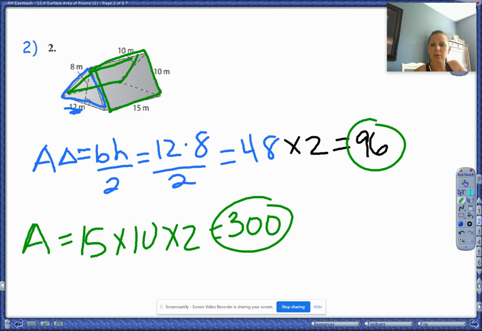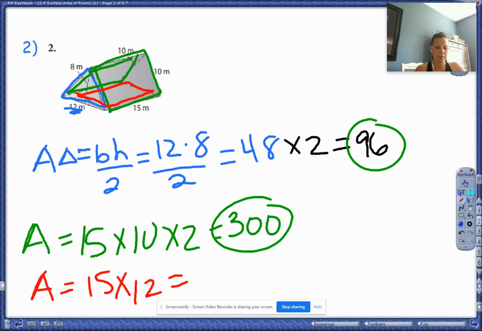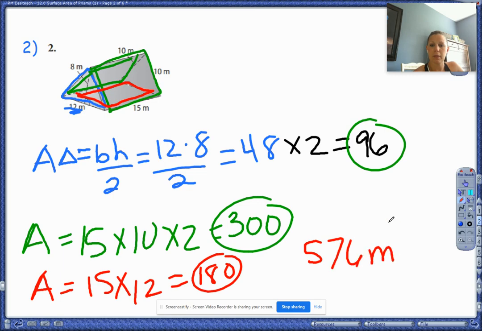Then I have my bottom rectangle. My bottom rectangle is 15 times 12. So area equals 15 times 12. And there's only one of those rectangles. So 15 times 12 is 180. So it's also part of my final answer. I'm going to add up all of my circled numbers, 180 plus 300 plus 96, and I'm going to have 576 meters squared. That is my final answer.